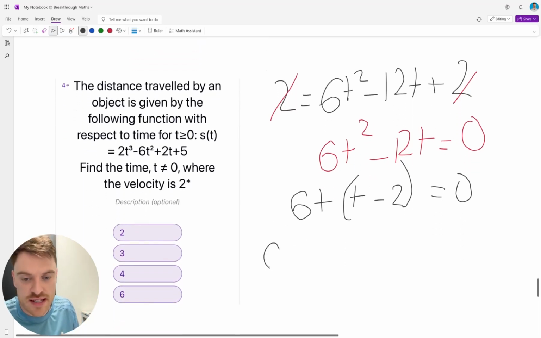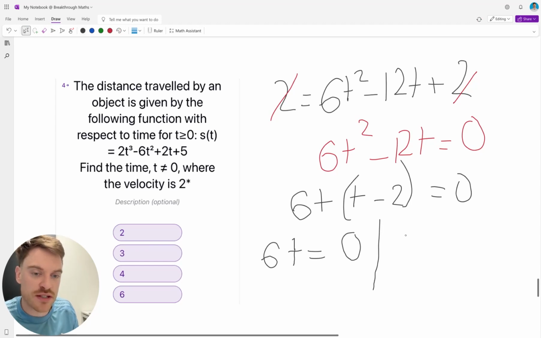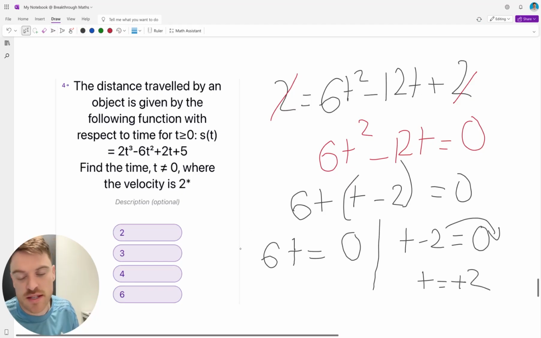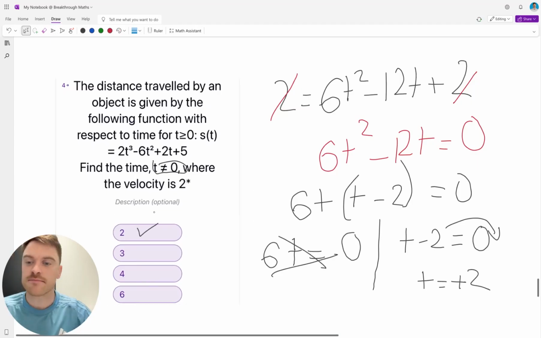You can then finish off by factorizing. So either 6t is equal to 0, or t minus 2 is equal to 0. T is equal to what? Bring the 2 over, so it becomes plus 2. That's your answer here. The 6t solution is not valid, because it says here t is not equal to 0, so that one is useless. The answer is 2. Make sense? Cool.